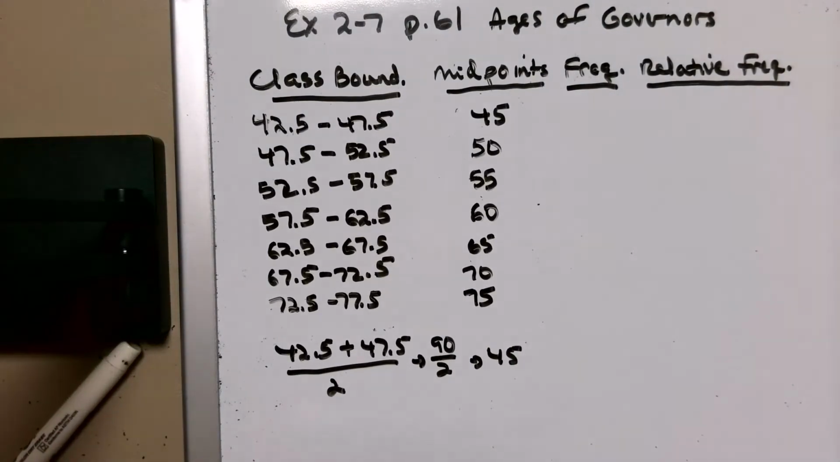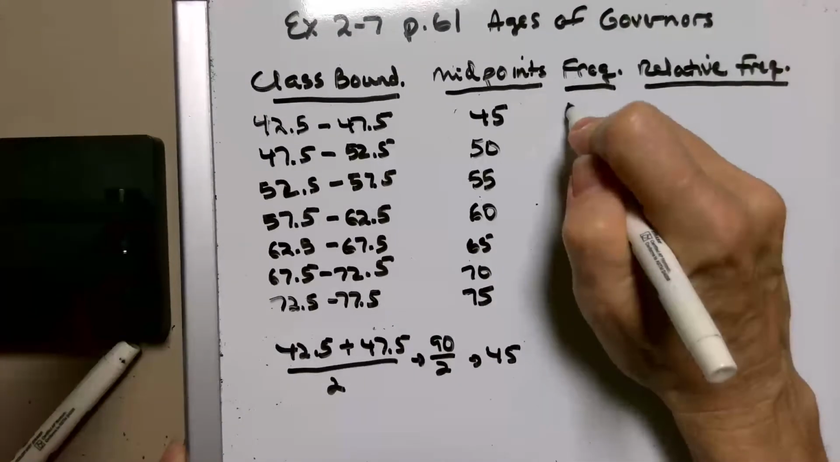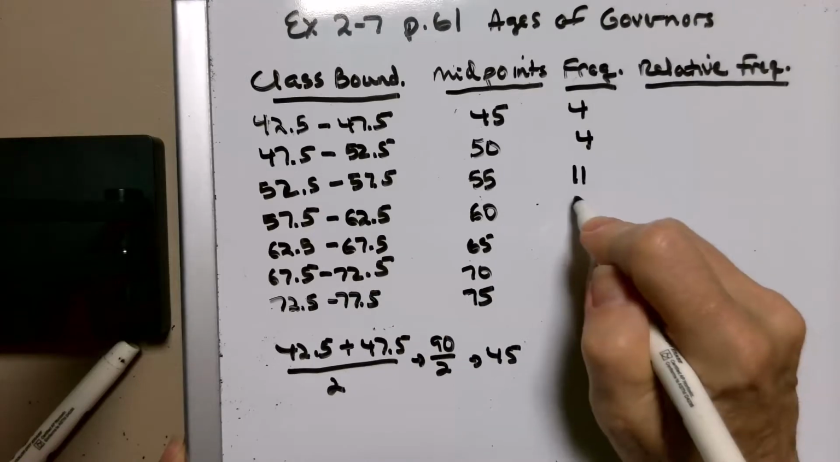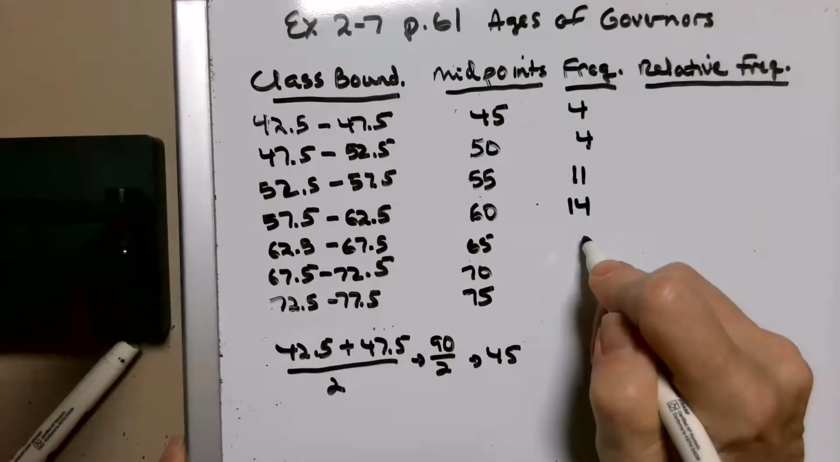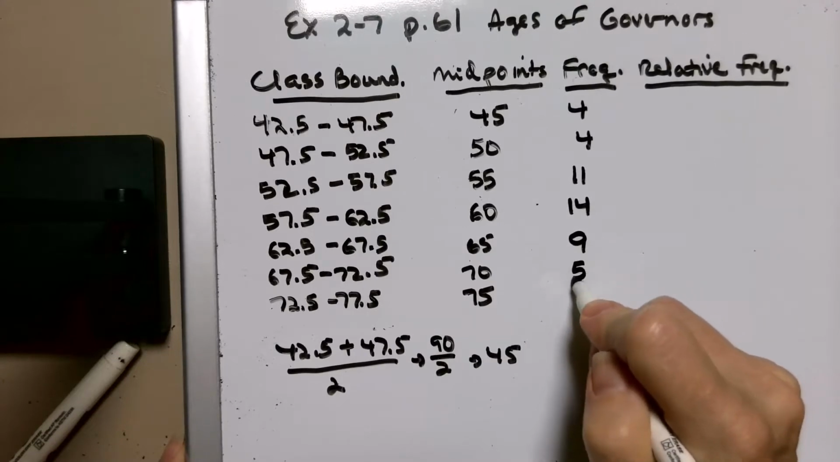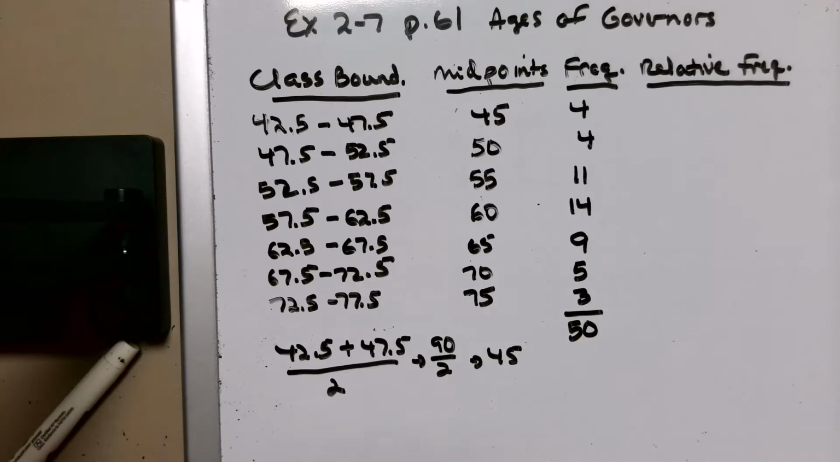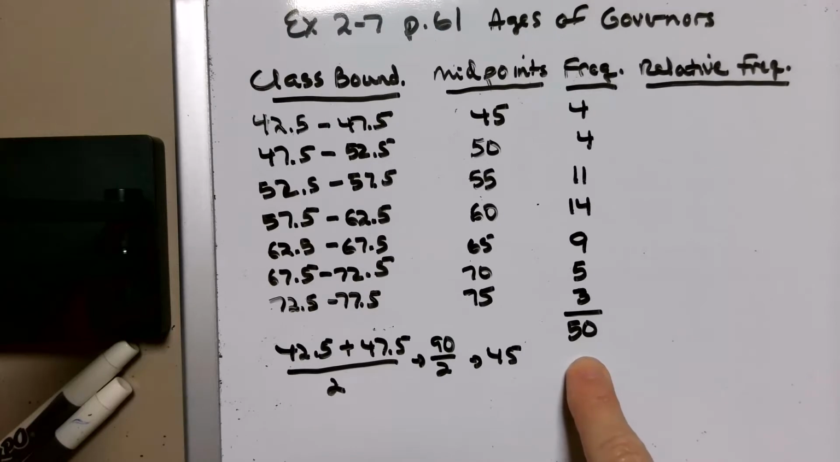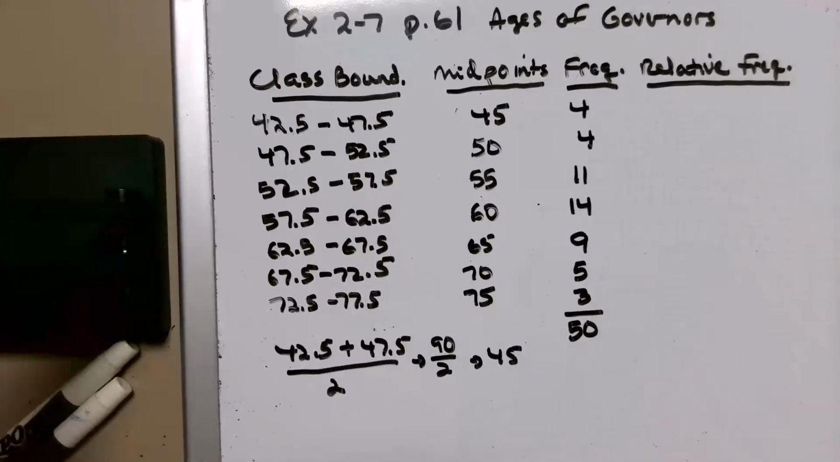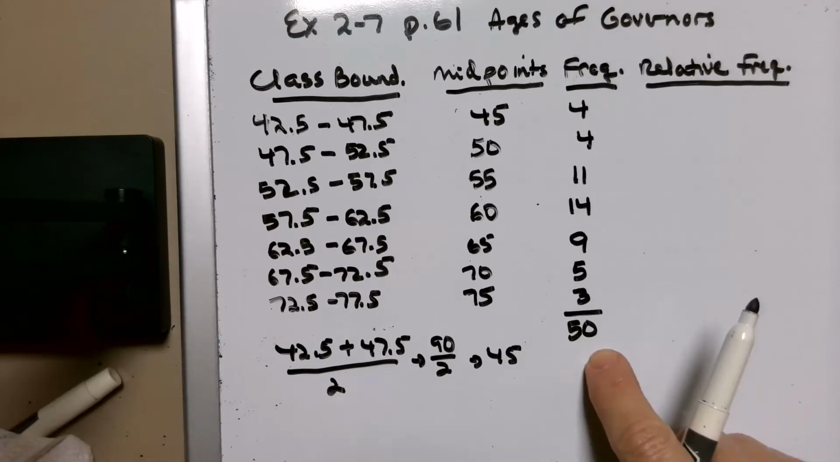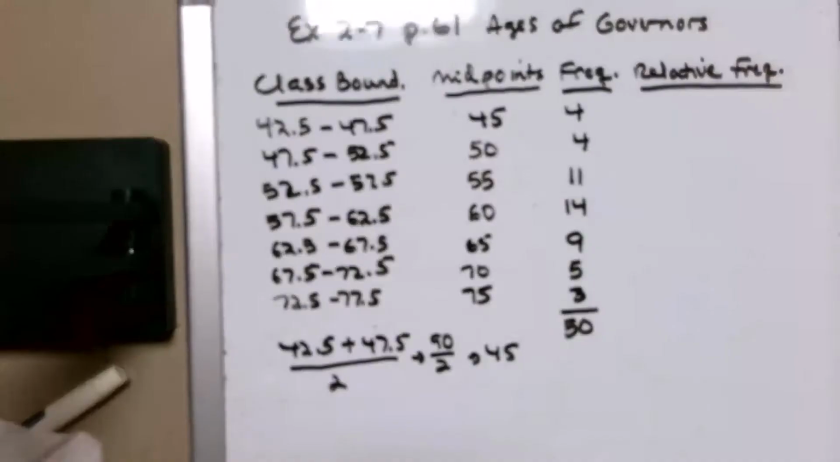And so now they gave us in the table on page 61 that there were 4 governors in the first class, 4 in the second, 11 in the third, 14 in the fourth, 9 in the 5th class, 5 in the 6th class, and 3 in the 7th class. If we add this up, we should get our total of 50 state governors. Because there are 50, to get our relative frequency for each of these classes, you're going to take the frequency of each class and divide by 50. And that's going to give you a decimal value, which you could also write as a percent.